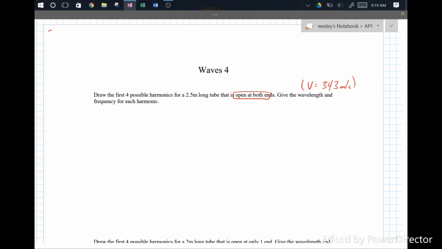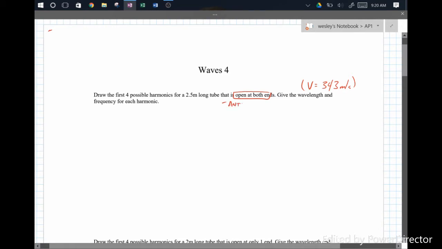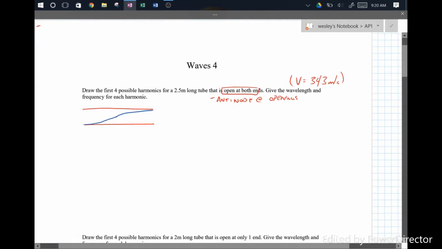So for a tube that's open at both ends, in order for a standing wave to form, that tells me that I have to have an antinode at each end. So the only wave shapes that are going to fit into a tube that is open at both ends are wave shapes that have antinodes at both ends. So it's open at each end. Our standing wave is going to look like that. This would be the first harmonic.